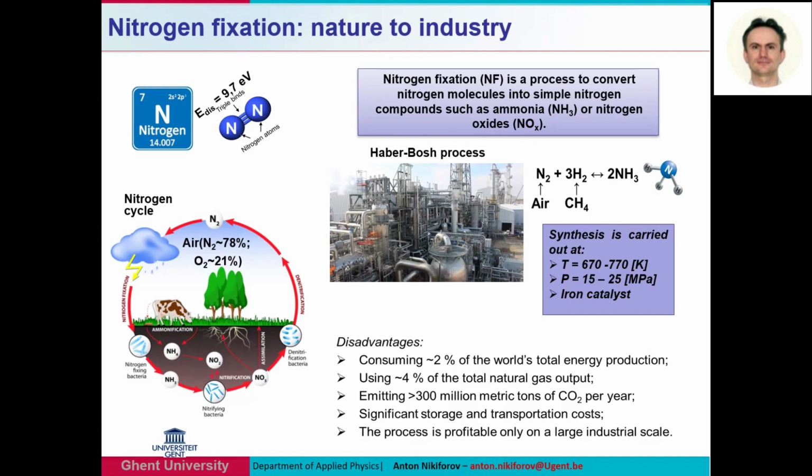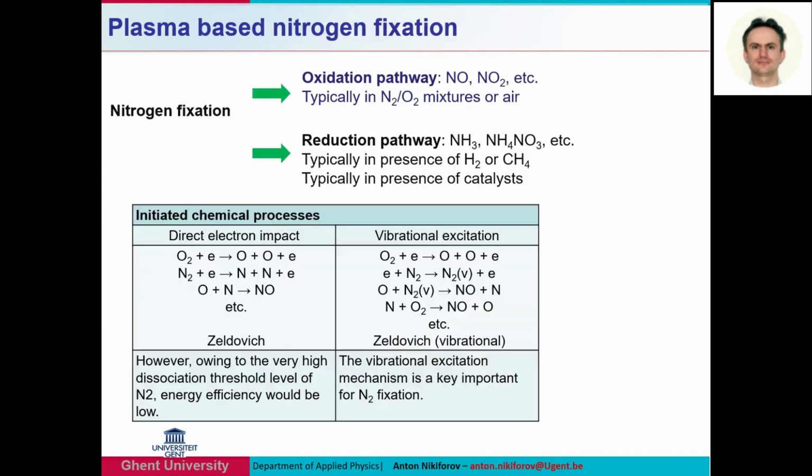So what we were trying to do in our lab, we were trying to find the possibility to run either this chemical process or formation of nitrogen oxides by the use of plasma. And for that, we were looking for two pathways. One of them, the oxidation pathway: with the use of plasma, we want to produce nitrogen oxides. And the second pathway is a reduction pathway where we can generate ammonia.